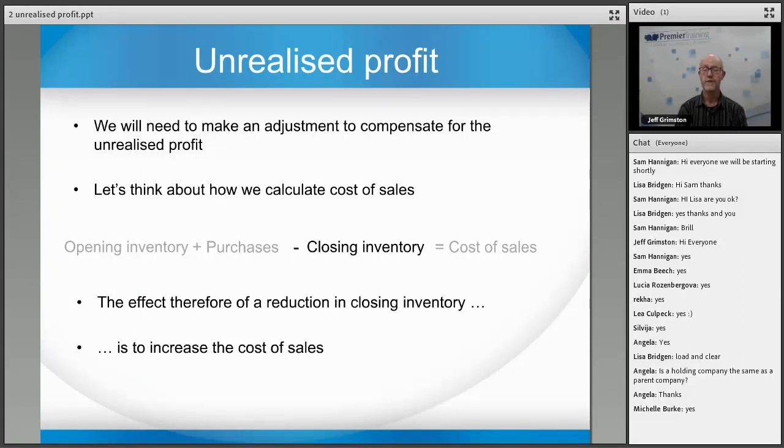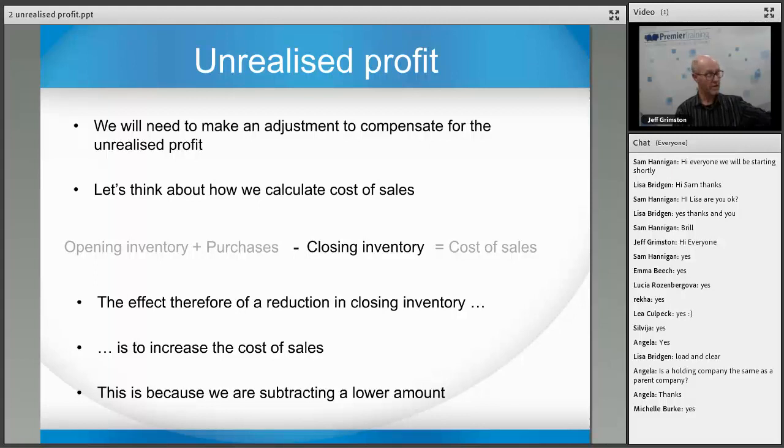Let that sink in for a second, because we're subtracting a lower amount. That is a point where, when you go through it slowly, step by step, it seems a bit obvious, and yet it is a very popular area that has tripped us all up in our time.